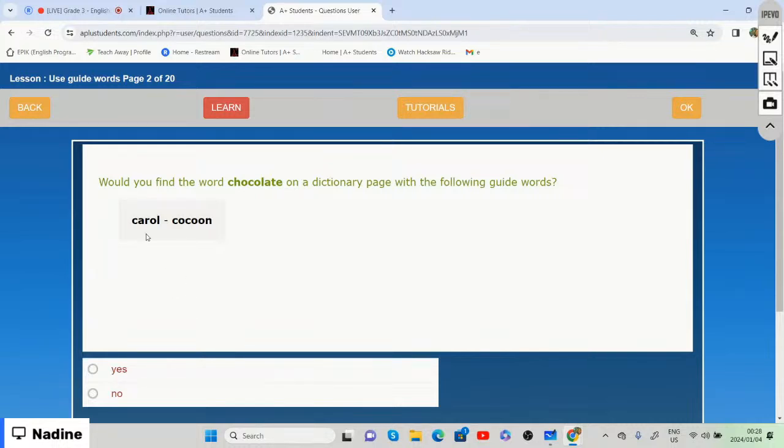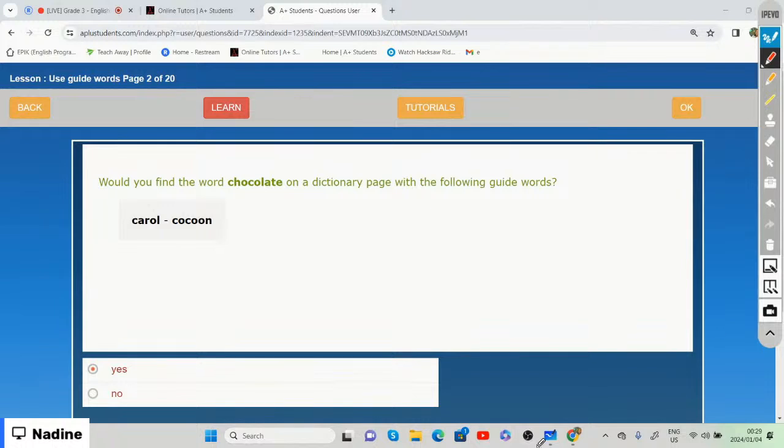So basically, chocolate we will find between Carol and cocoon. Because if we look at our dictionary, right? If we look at, let's say, I'm going to go from A to O. Okay, I'm going to stop just there.